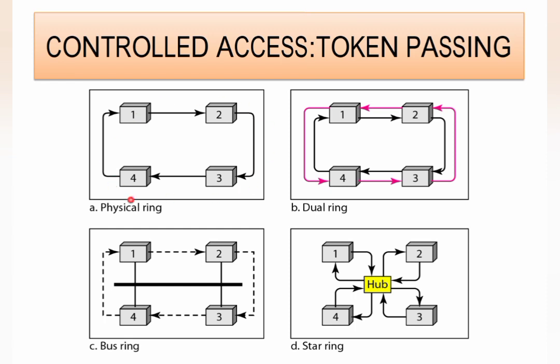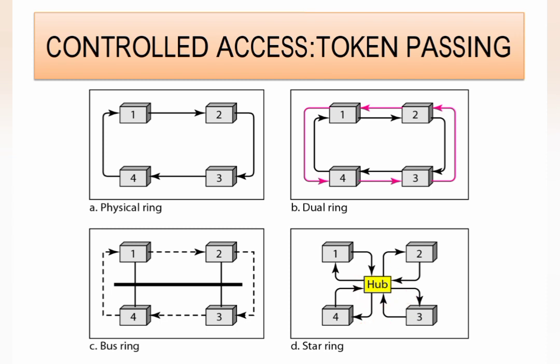Similar to the ring topology, you can use the dual ring topology, that is, a bidirectional connection between the stations, and we can apply the same token passing technique. For the bus ring topology, each and every node is connected to a backbone network called a bus, and each station having a token has a predecessor and a successor. Similarly, it works on the star ring topology, where the hub acts as the main connecting node.